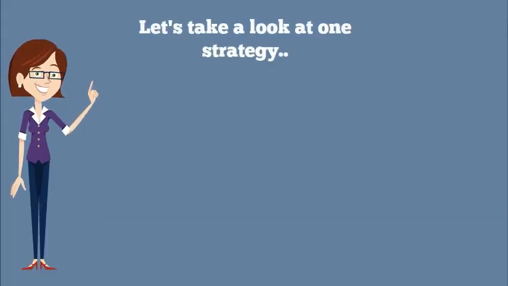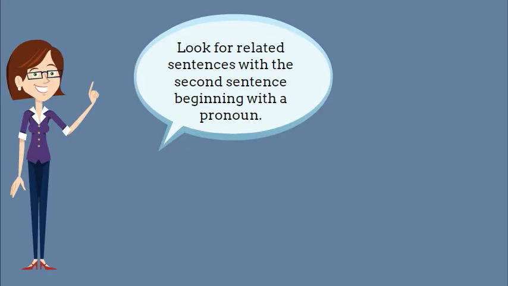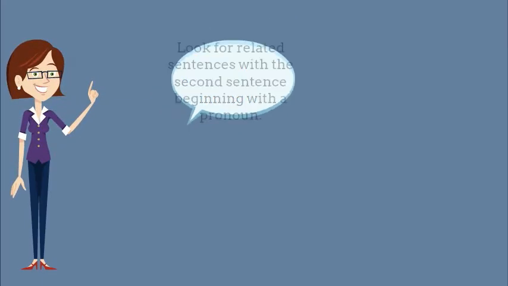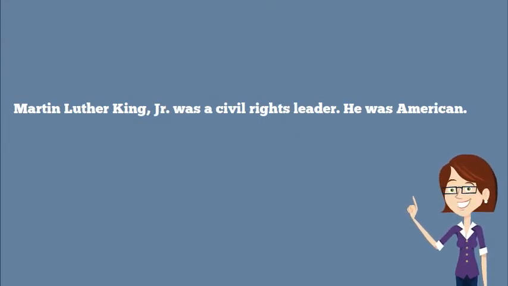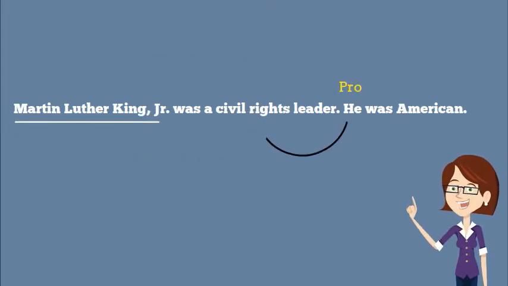Let's take a look at a way to use this strategy. After reading two related sentences, see if you can notice if the second sentence begins with a pronoun. Let's look at this example. Martin Luther King Jr. was a civil rights leader. He was an American. If you notice, the second sentence begins with the pronoun he, and it replaces the noun Martin Luther King Jr. in the first sentence.